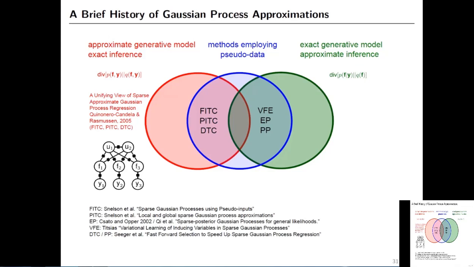And it was previously known that these two independently developed methods actually were the same thing, kind of bizarrely, that you could either think of this as exact inference in an approximate model or approximate inference in an exact model. And surprisingly, what we found was all of these methods could also be interpreted in the same way. I'll explain a bit more about this.